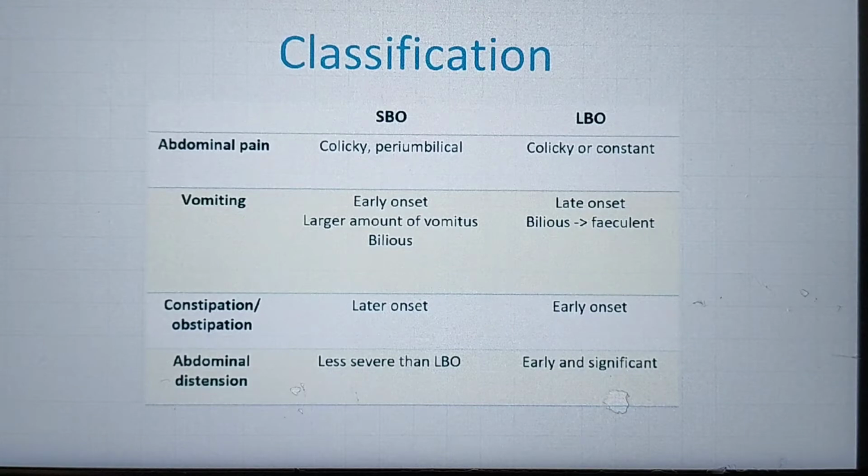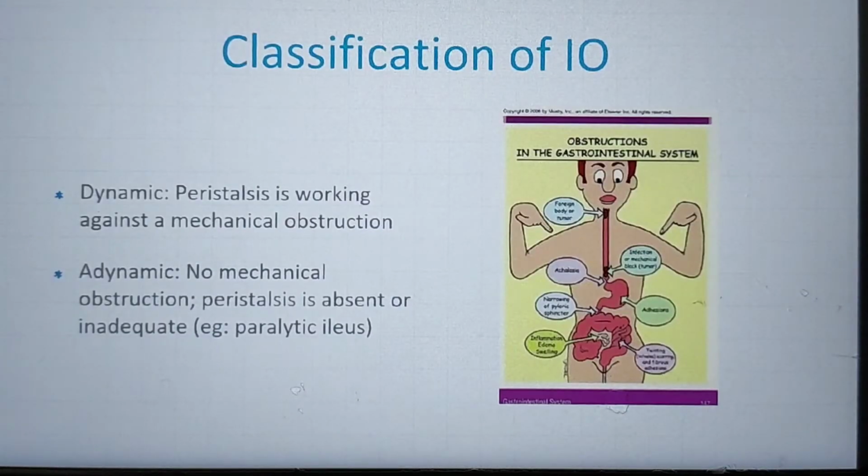Okay, so we know that both small bowel and large bowel obstruction can be further divided into dynamic and adynamic types. In dynamic obstruction, peristalsis is still working against a mechanical obstruction, while adynamic obstruction is also called functional obstruction. There is no mechanical obstruction in this type, and peristalsis is absent or inadequate. An example of adynamic obstruction is paralytic ileus.